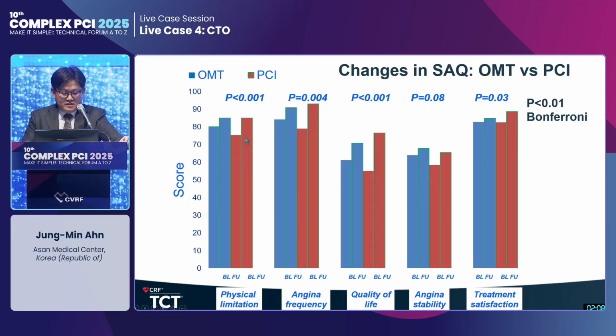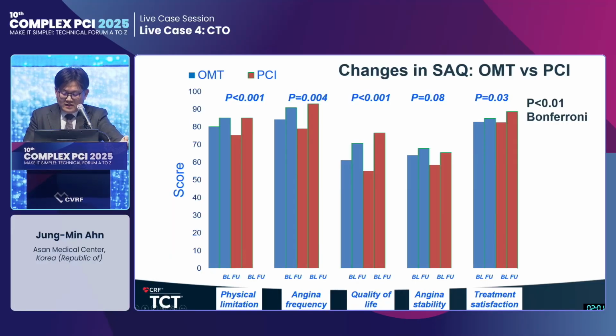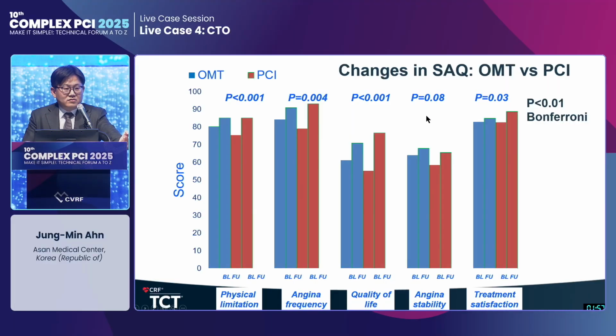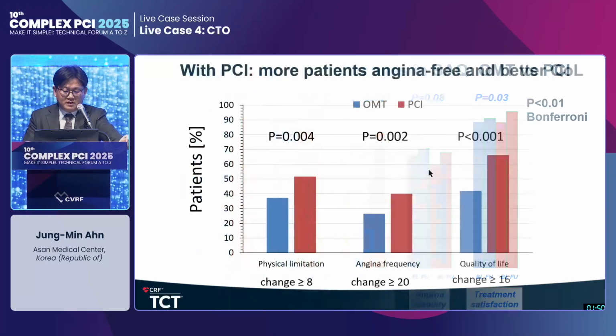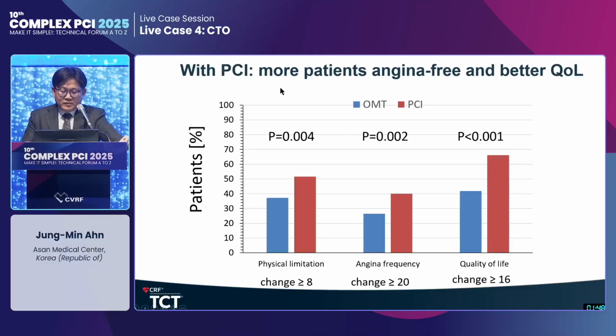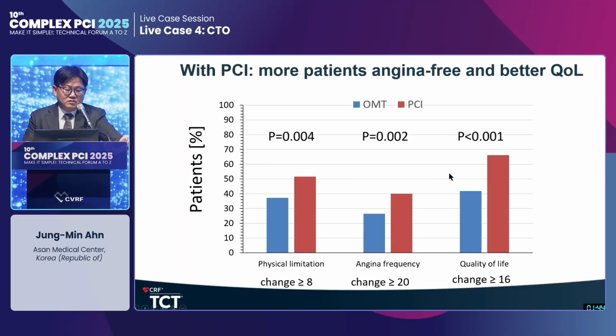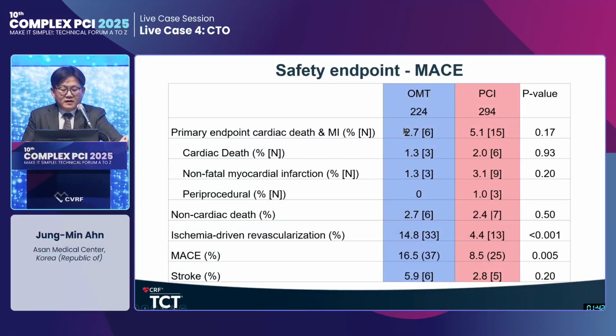So the p-value is significant for physical limitation, angina frequency, quality of life, and treatment satisfaction; angina stability was marginally significant. But anyway, after CTO PCI, the angina scale improved compared with optimal medical treatment. In addition, more patients were angina-free and had better quality of life after CTO PCI. But regarding clinical outcomes, death and MI showed no difference.